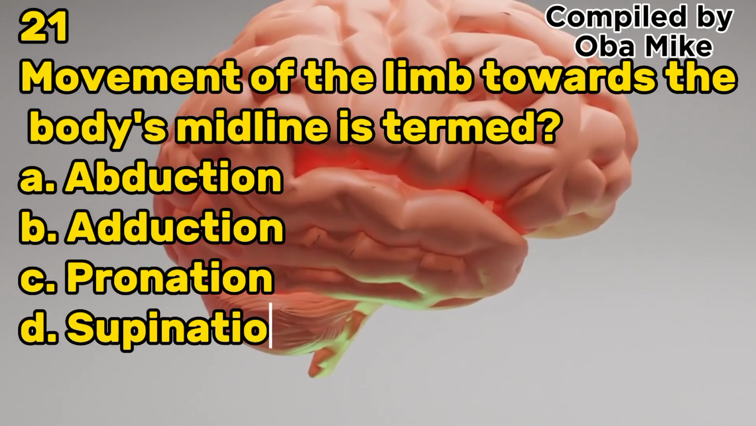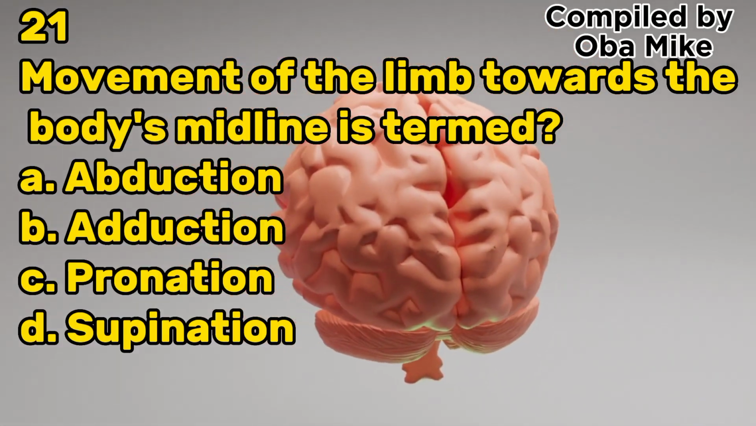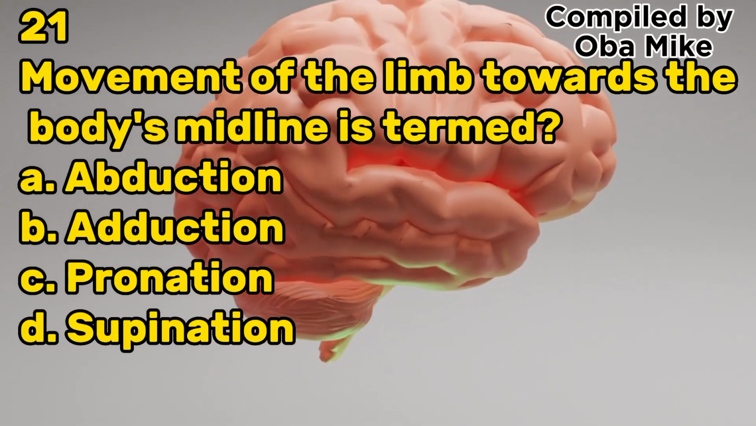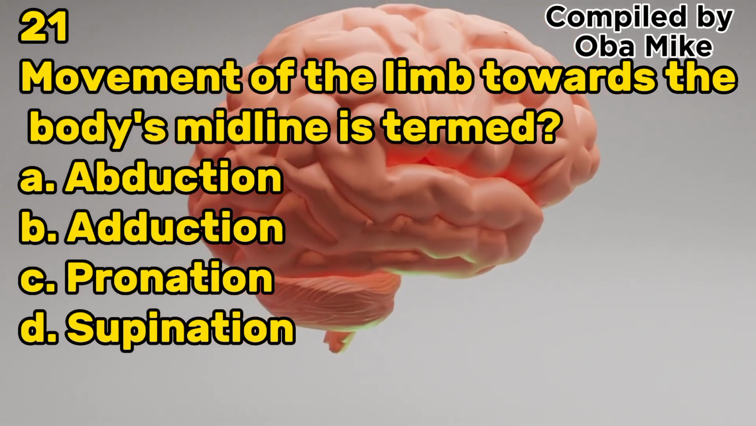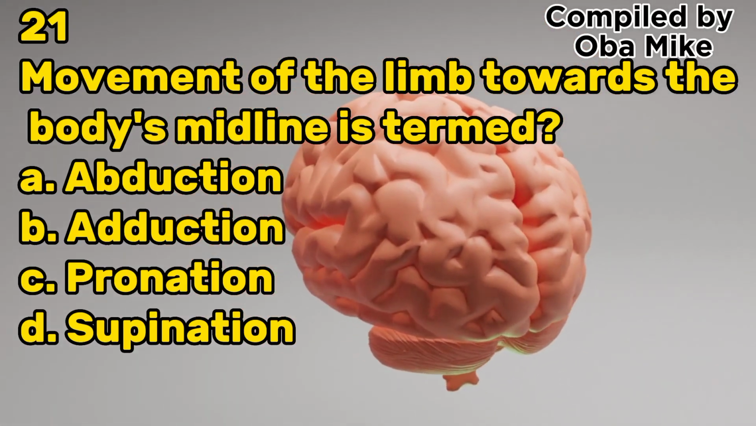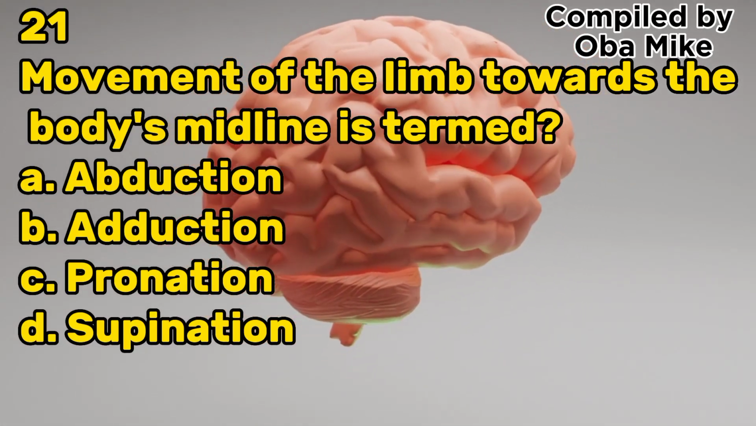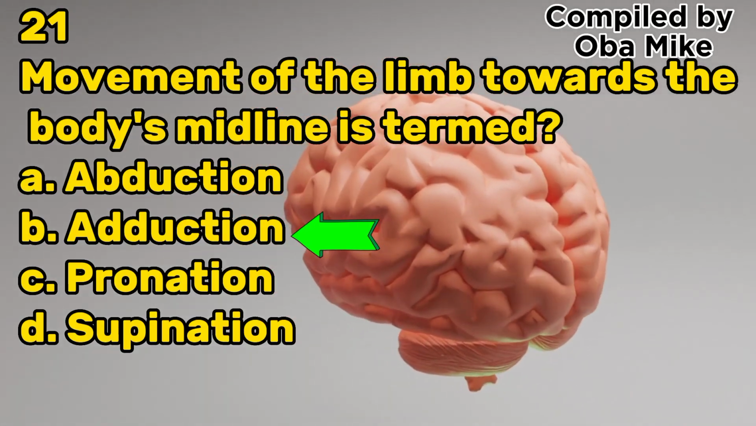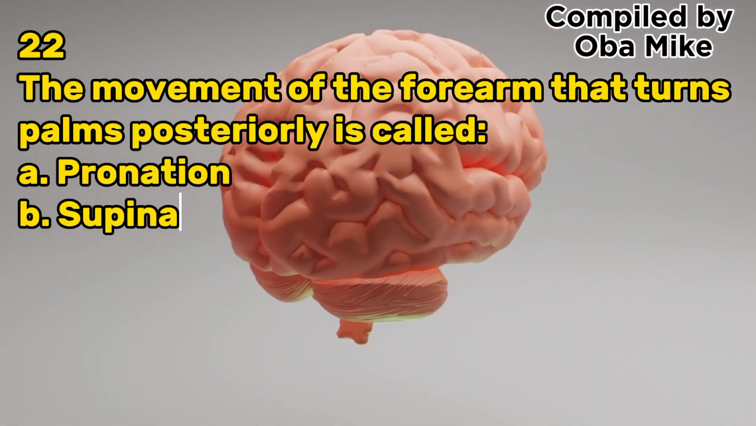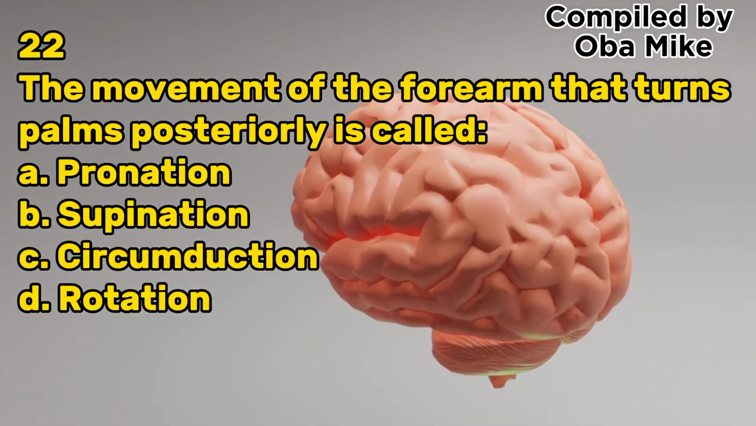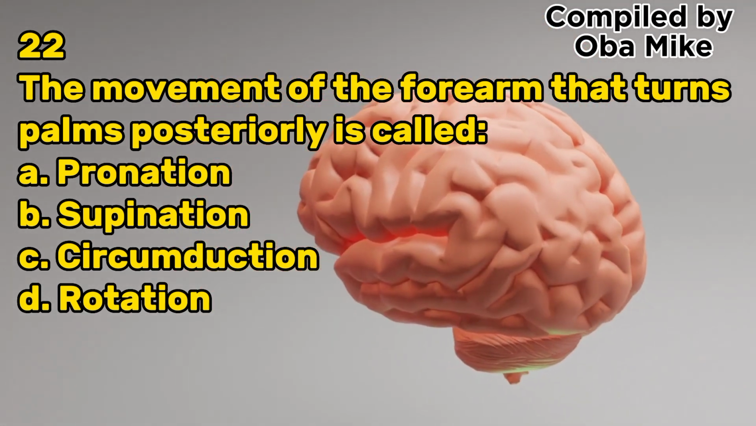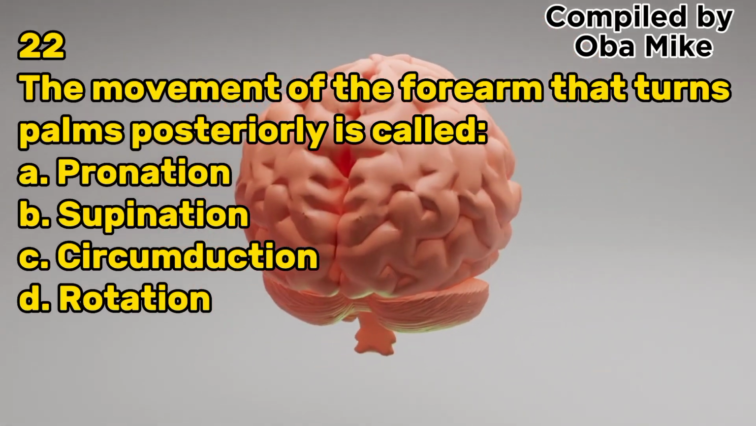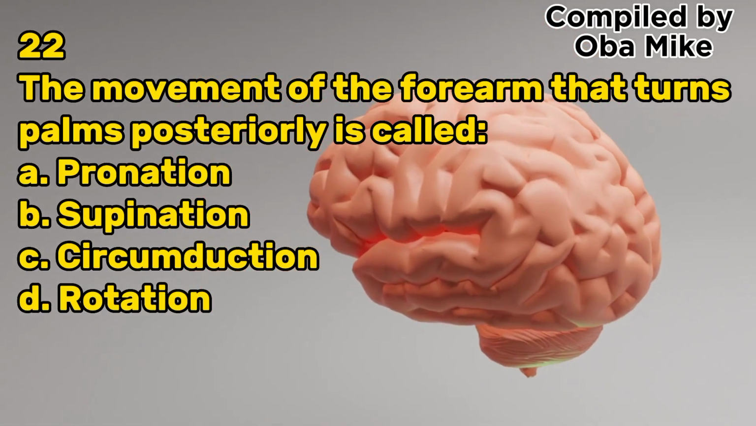21. Movement of the limb towards the body's midline is termed A. Abduction, B. Adduction, C. Pronation, D. Supination. 22. The movement of the forearm that turns palms posteriorly is called A. Pronation, B. Supination, C. Circumduction, D. Rotation.